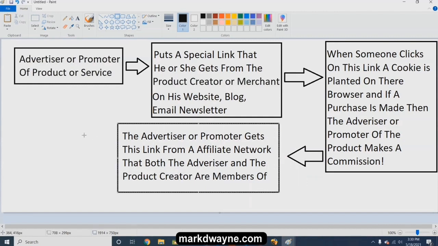So that's the process and how the advertiser gets a commission. So the advertiser, the affiliate, puts a special link on his website, blog, newsletter, and he gets a special link from the product creator. And when someone clicks on this link, they get a commission. They get this link from an affiliate network that both are members of. So that's the process and how they get paid on the internet.